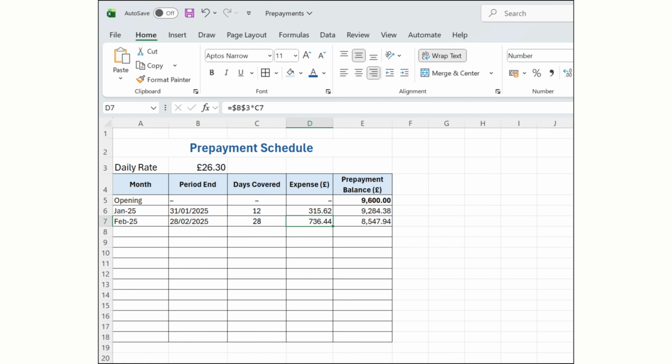This expense is recognised whether or not the invoice has been paid. This reinforces the accrual principle. The prepayment balance is simply the opening prepayment minus January expense and minus February expense. £8,547.94 is the balance sheet figure at the end of February.